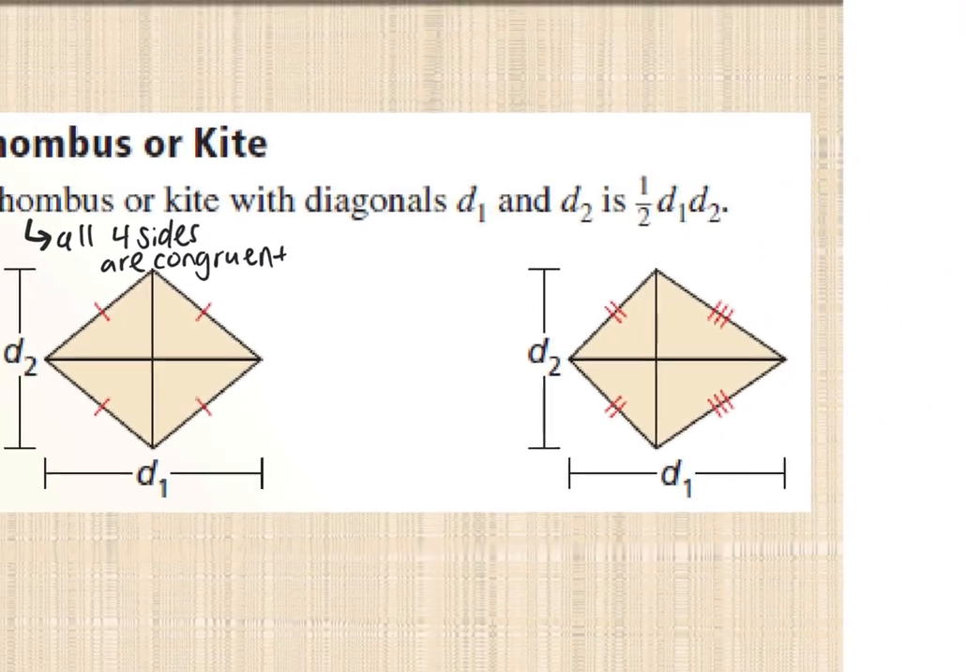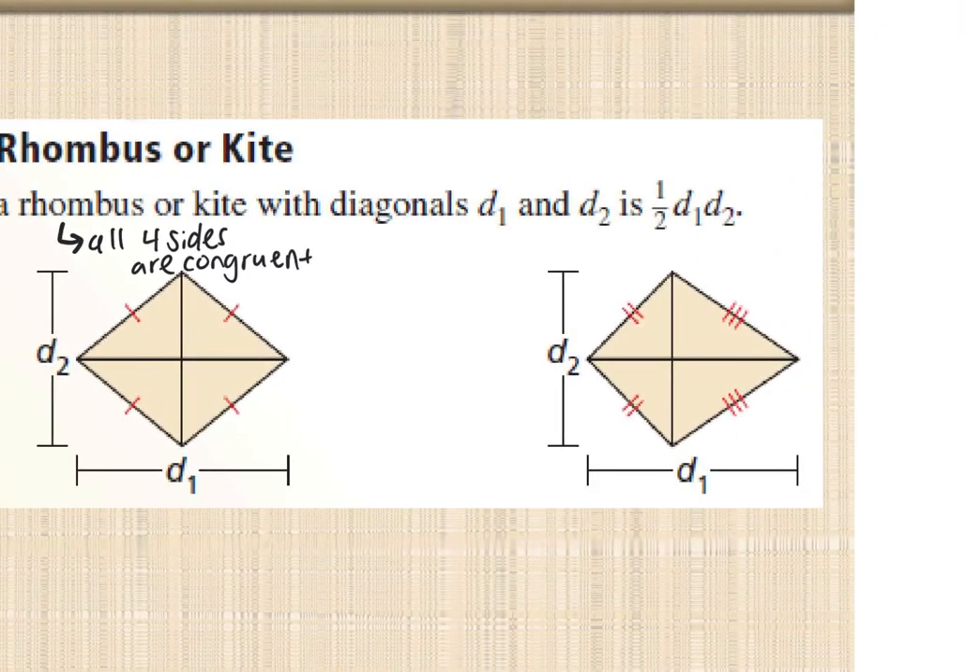And then for a kite, do you guys remember what a kite was? Very good. 2, and we say that they're adjacent, congruent sides. What does adjacent mean? They're next to each other, okay? The reason we have to specify that they're adjacent is because wouldn't a rectangle be a kite if they didn't have to be next to each other? Does a rectangle have 2 sets of congruent sides?